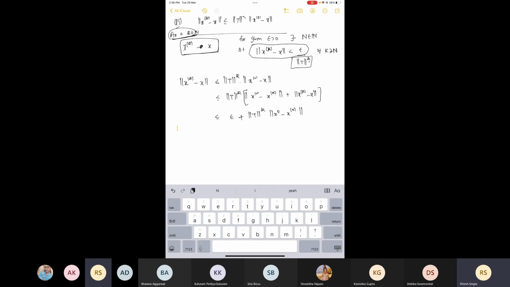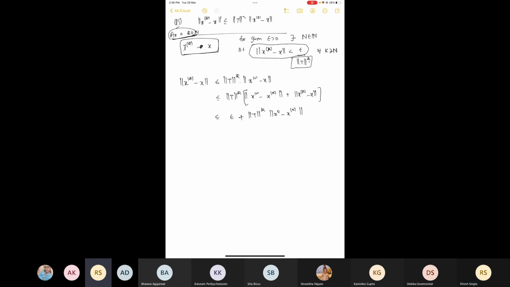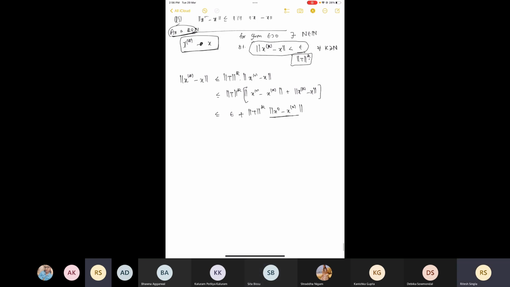Does this make sense? Okay, now we have to just play on here. So it is norm of x capital K minus x naught. You can write it like this: xk minus x k minus 1, plus norm x k minus 1 minus x k minus 2, plus and so on. The last one will be x1 minus x naught, isn't it?